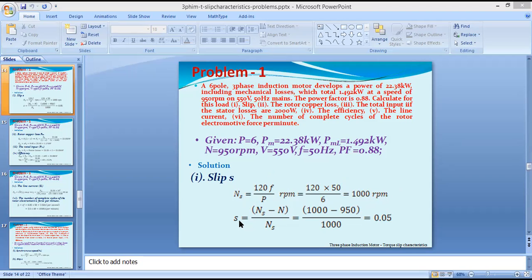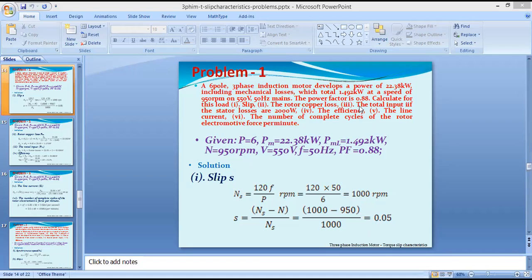After that, slip. Slip is a ratio, so there is no need of a unit. We have the equation s equals (Ns minus N) upon Ns. Ns we have just solved, 1000, and they have given N as 950. So 1000 minus 950 upon 1000. So you will get 50 upon 1000, so you can write 0.05.